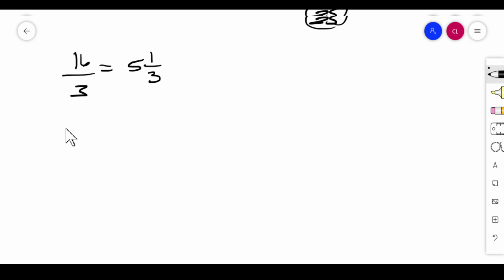The next number was 29. 29 divided by 3. Let's go, 3 nines would give us 27. So this is 9, 27, and remainder 2. So that's 2/3. That wouldn't work because we still have a fraction left there.